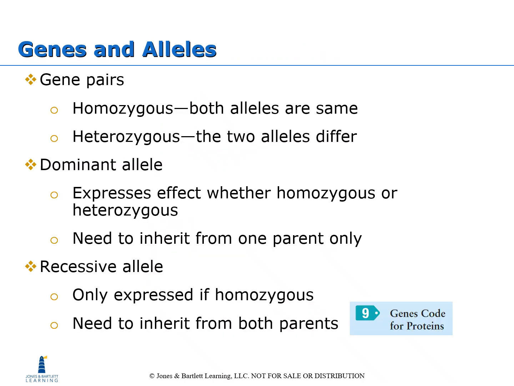Genes and alleles. For each gene, you have two alleles, one from each parent. If both alleles are the same, you are homozygous. If they are different, you are heterozygous. A dominant allele only needs to be inherited from one parent to show its effect. A recessive allele must be inherited from both parents to be expressed. So a person can carry a recessive allele without showing the trait. They are a carrier.